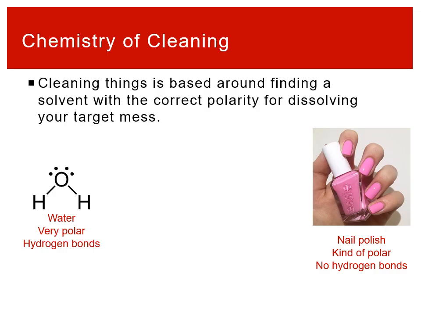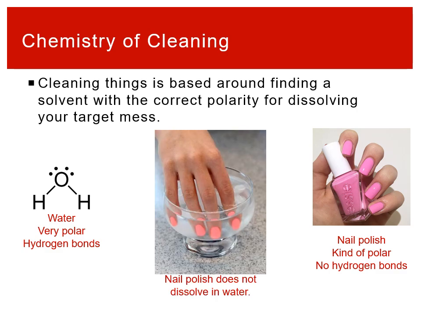So something you may want to clean would be, for example, nail polish. Nail polish is kind of polar and does not form any hydrogen bonds, the molecules that make up nail polish. And so this is actually relatively important. Nail polish is not soluble in water, so it does not dissolve in water. That's useful because nail polish that did dissolve in water would be a waste of money, because if it rains or you washed your hands, it would be gone.